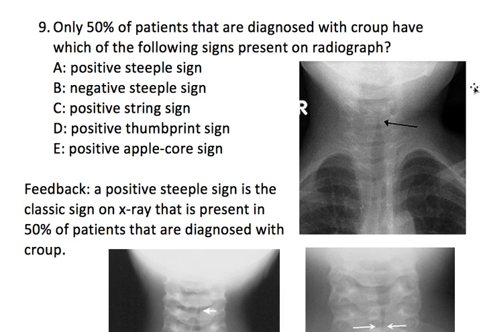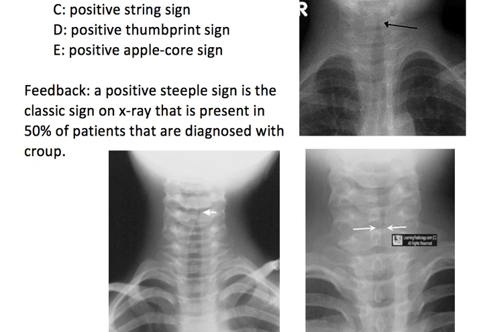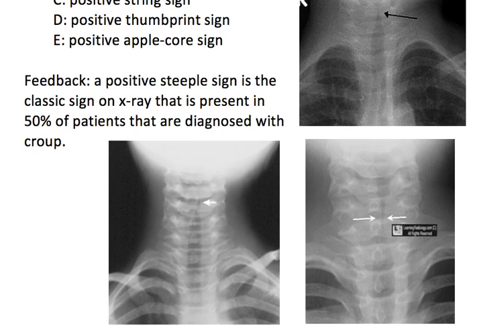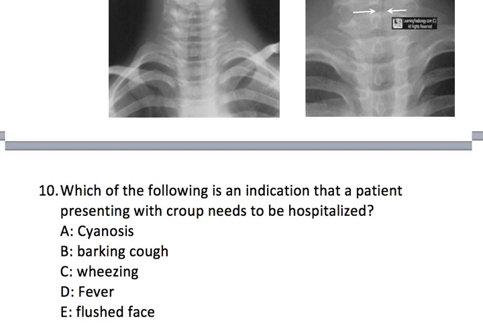And if you see here where the arrow's pointing, you see this point, it resembles a church steeple. And here's a couple other examples of that. And what that is, it's a result of a narrowed column of subglottic air, and it's seen on posterior anterior view and an overdistended hypopharynx on the lateral view. So if you do an x-ray and you see that point, that's the positive steeple sign for croup.